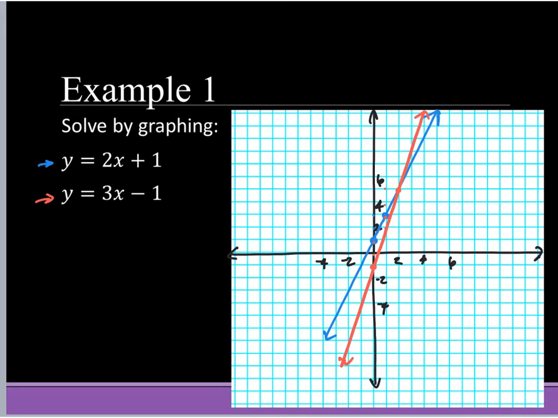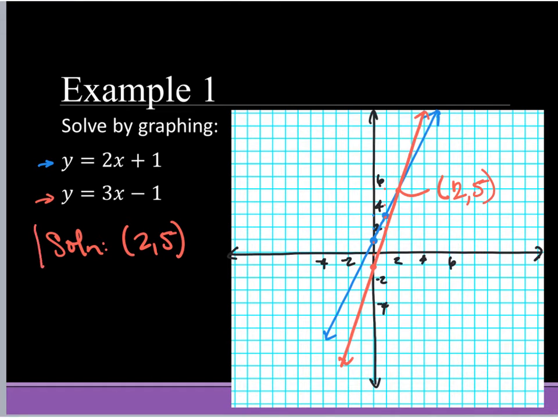So here's the graph of y equals 2x plus 1 and y equals 3x minus 1. I do notice that my 2 graphs cross, or they intersect, and they are going to intersect here at the point (2, 5). Now remember, what this means is that the coordinate point (2, 5) is a solution to both y equals 2x plus 1 and the equation y equals 3x minus 1.